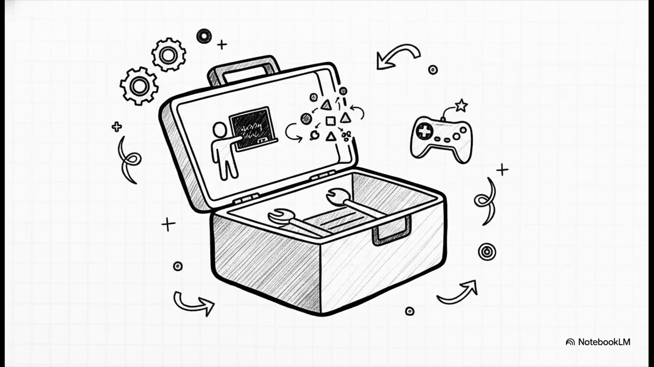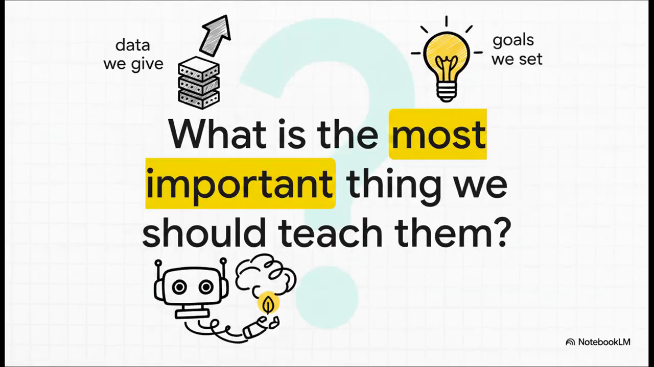So, if you remember one thing from all this, let it be this. There is no single machine learning. It's a big, diverse toolbox. The real skill is knowing which tool, supervised, unsupervised, or reinforcement, is the right one for the problem you're trying to solve.